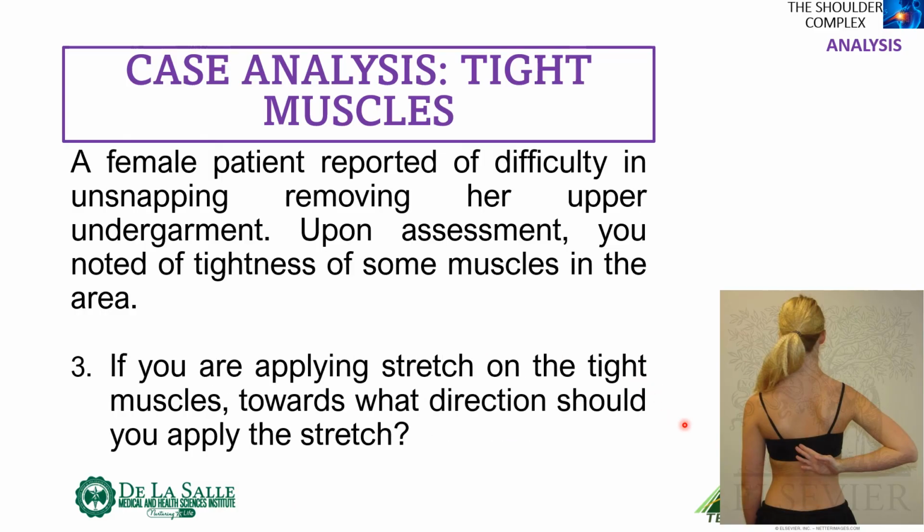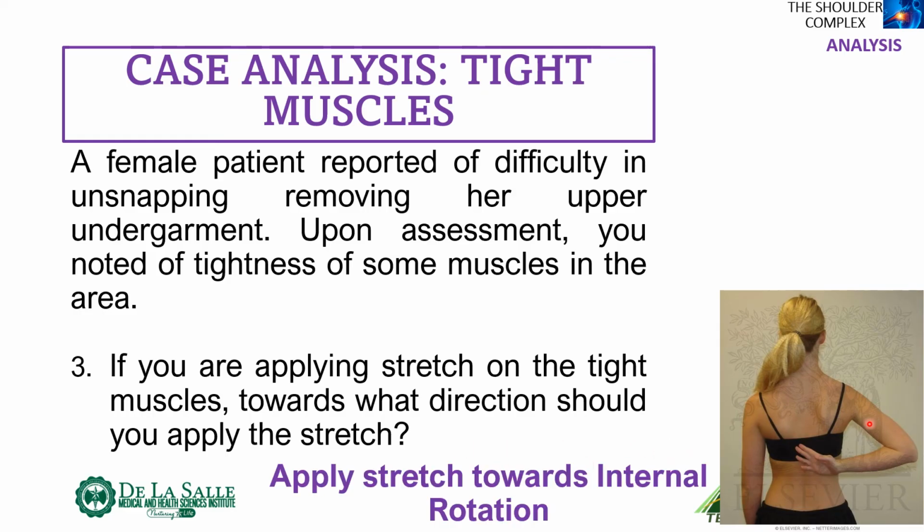If you are to apply stretch on the tight muscles, toward what direction should you apply stretch? So for you to increase shoulder internal rotation and perform this action, you have to stretch the tight muscles. Again, our tight muscles are your shoulder external rotators. Therefore, if you want to stretch them, you have to stretch them in the opposite direction. So you apply stretch toward internal rotation to increase internal rotation and stretch the tight shoulder external rotators.